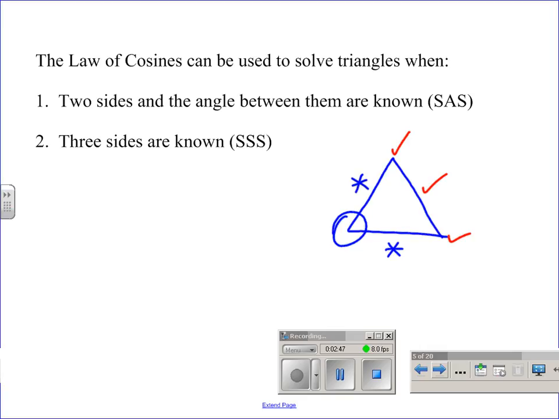We could also use the law of cosines when we're given side, side, side information. So given a triangle and we're given all three sides, then we can go and find the measure of this angle, the measure of this angle, and the measure of this angle.